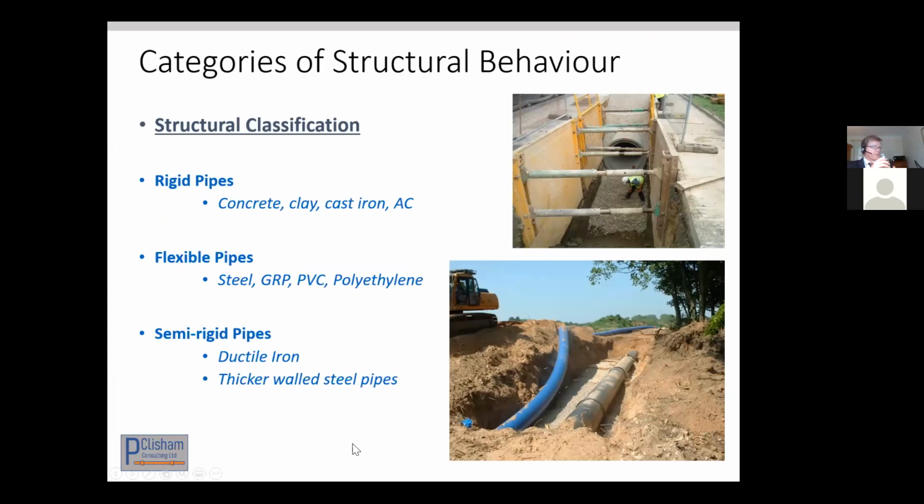So in summary, we have a separate structural design passage for rigid pipes. This is your concretes and your clays, your cast irons, your flexible pipes, your steels, your steel reinforced polyethylenes, your PVCs, GRP pipes, and then your semi-rigids. And there's three separate, if you like, design guides for each of those.